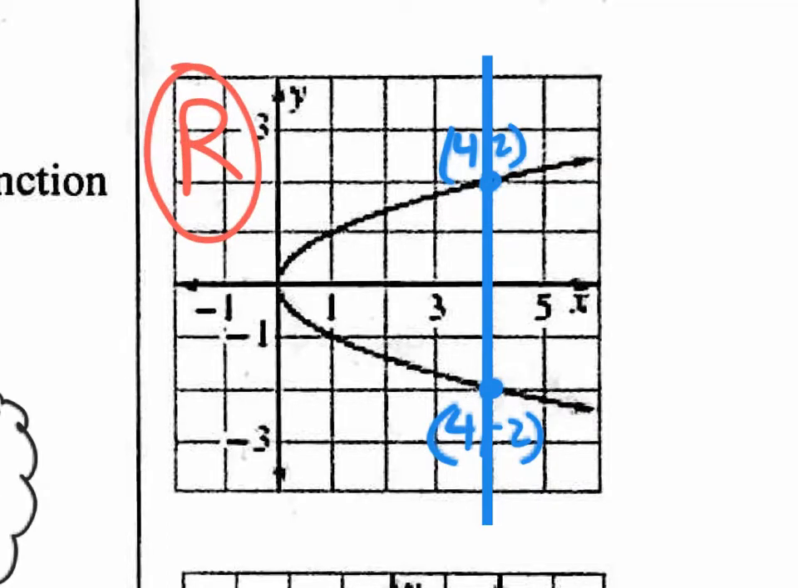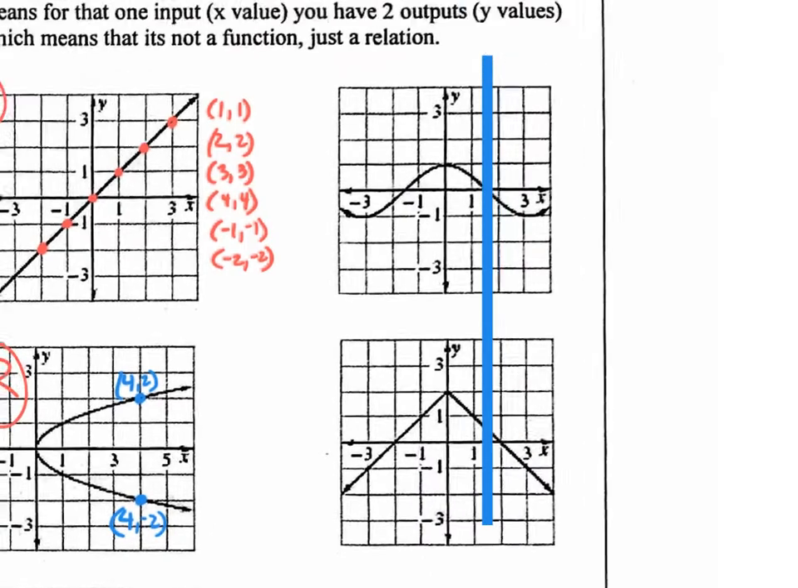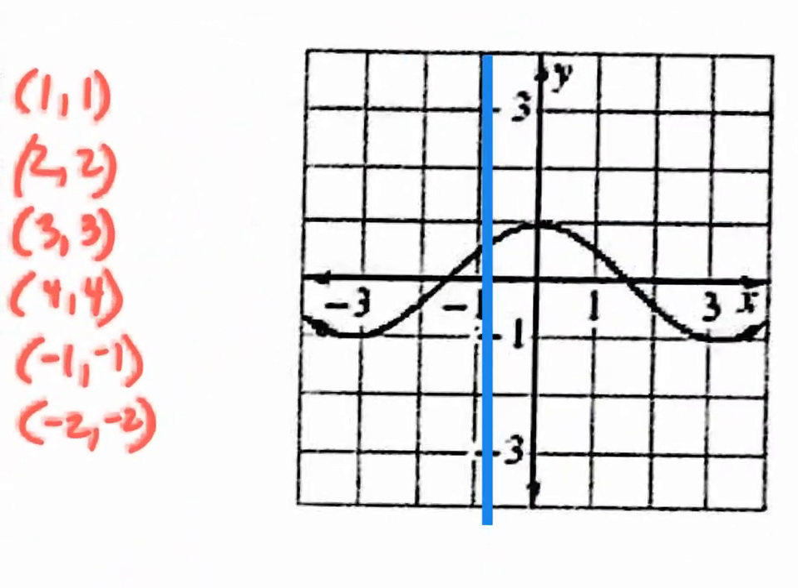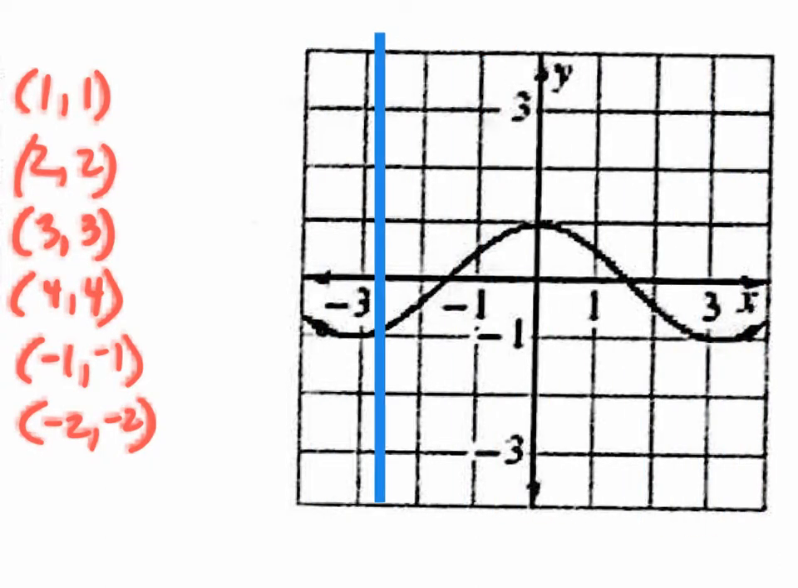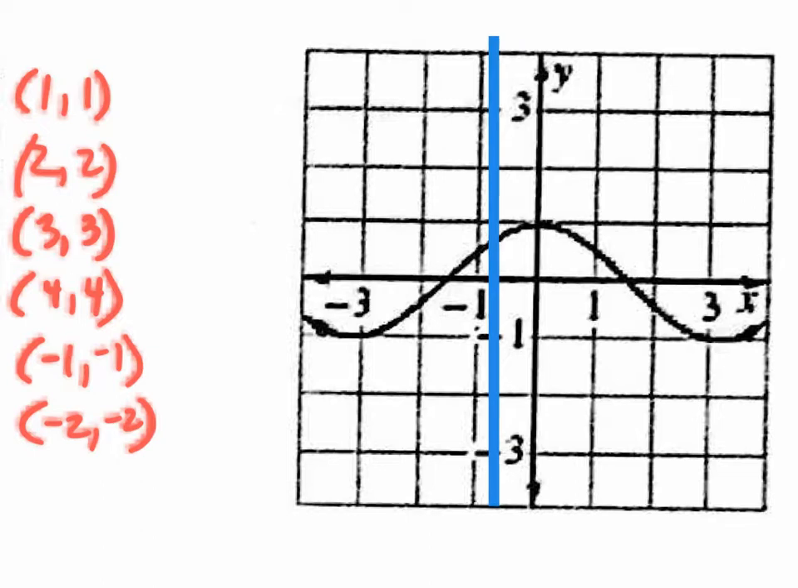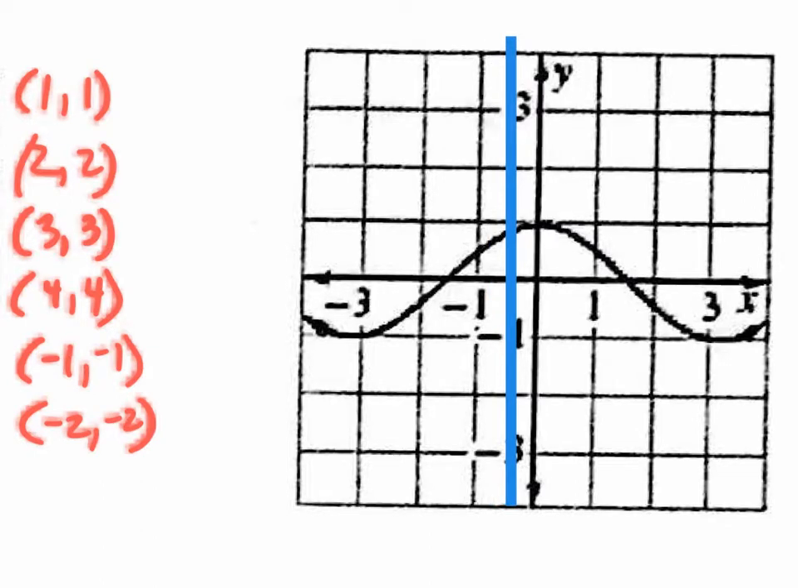So let's continue. How about this guy? Does this one pass the vertical line test? Is this a function or just a relation? It's a function. Never does it touch at 2 locations. So this one right here is a function. Put an F right there. You're going to have to do this on the quiz Friday as well.